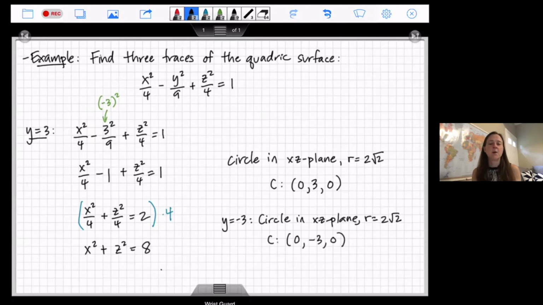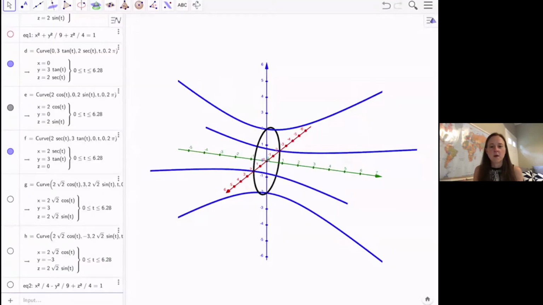It's a nice thing about quadric surfaces. A lot of times they come with squares, and we get the same traces for positive and negative values of a variable. All right, so let's go ahead and plot those 2 extra traces we got. We're going to go over to y equals 3 and y equals -3 and graph circles with the square root of 8 for the radius. So there's the one at 3 and there's the one at -3.